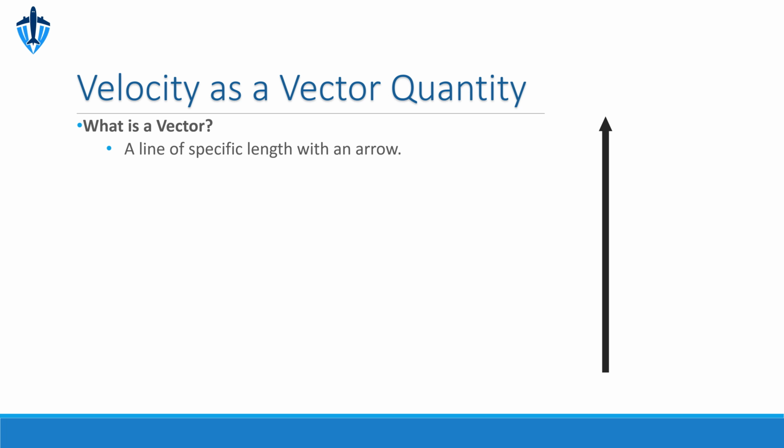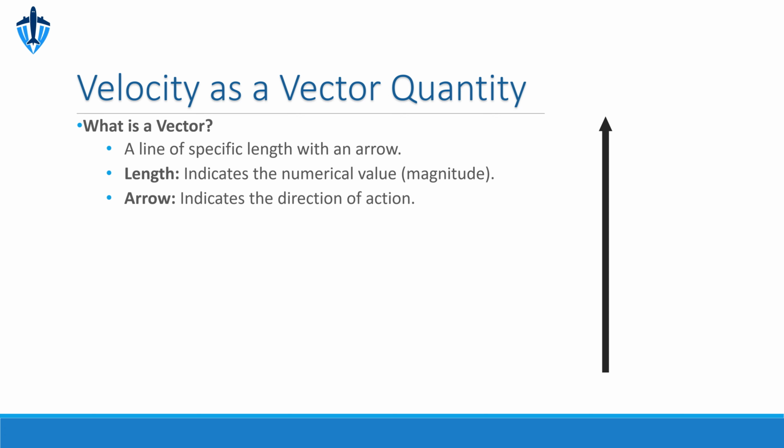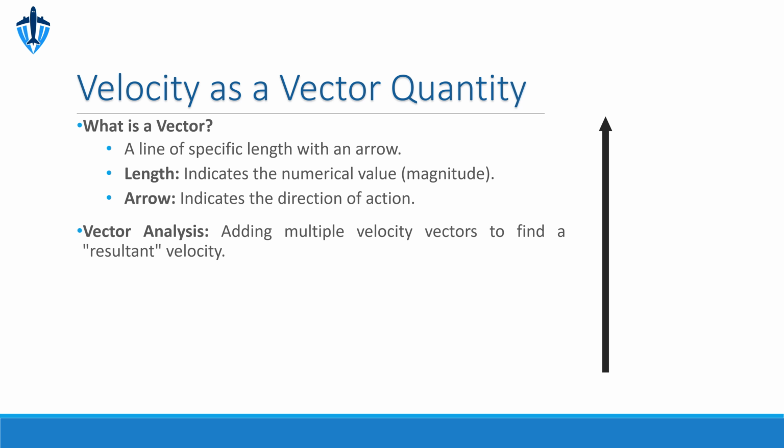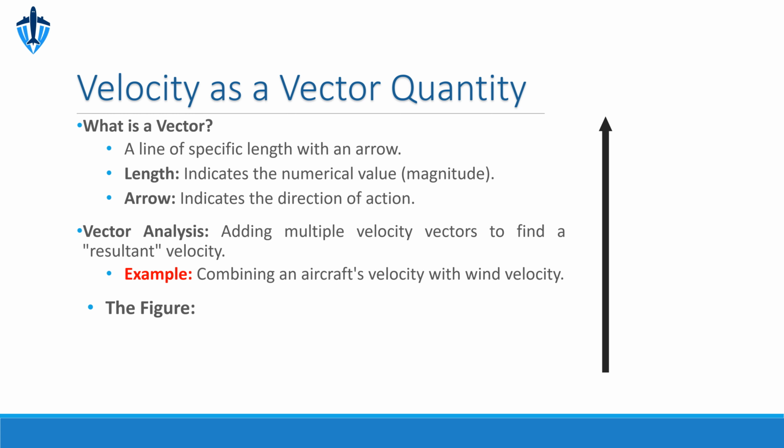A vector is graphically represented by a line with an arrow. The length of the line shows the magnitude or the numerical value, while the arrow points in the direction that quantity is acting. One of the powerful applications of vectors is in vector analysis, where we can add or subtract them to determine net effects. A perfect aviation example is when we consider an airplane's velocity in conjunction with wind velocity. If you refer to the figure, you would see this illustrated.